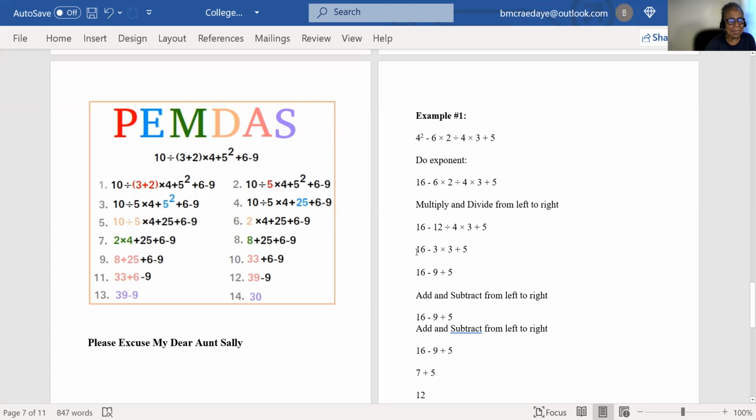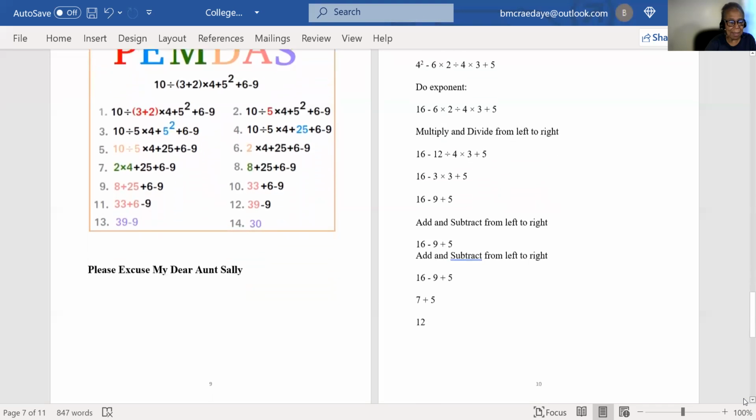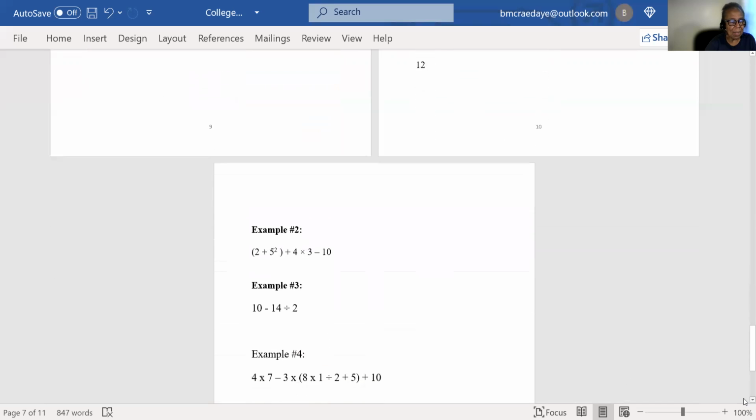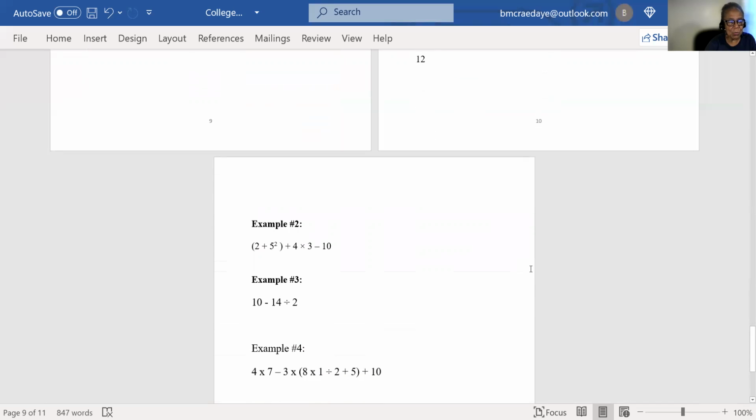So now you have 16 minus 3 times 3 plus 5. 3 times 3 is 9, right? Now you're down to subtraction and addition, left to right. 16 minus 9 is what? 7. Then you add 7 to the 5, and your answer is 12. All right, so that's example 1. Now let's go to example 2.